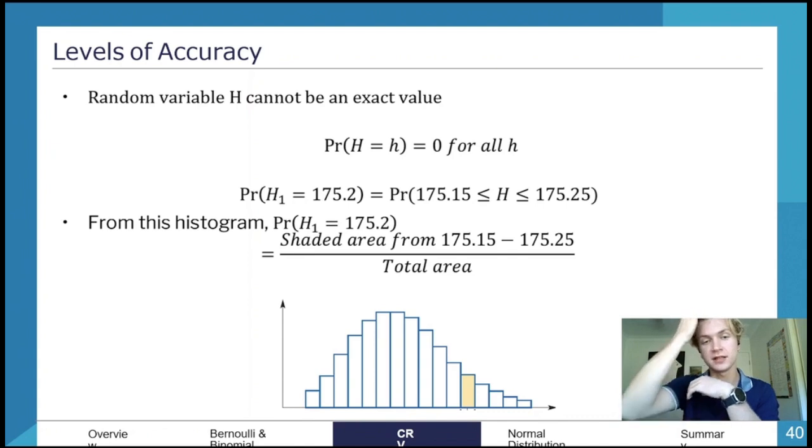And then that tells us the total. So the probability that h1 equals 175.2 is going to be the shaded area there. If we work out that shaded area, obviously it's going to be greater than 1 because it's the probability times that. But if we divide that by the total area, it should be 1.